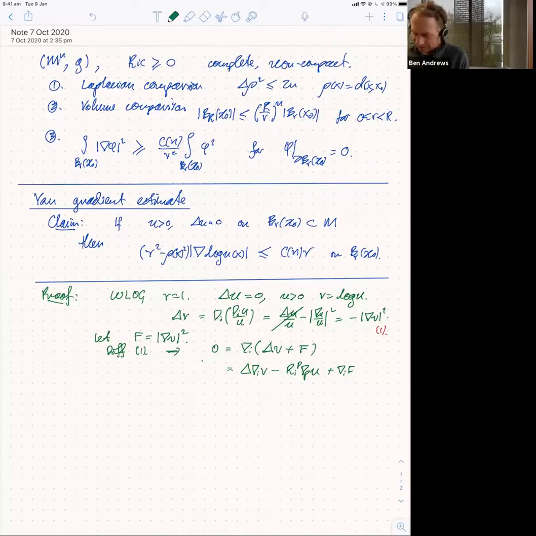And so now to get the Laplacian of f, I just multiply that by twice gradient v, right? And so you'll get Laplacian f, and then I'll get the cross terms in the Laplacian, which is minus 2 Hessian squared of v. I'll get a minus 2 Ricci of gradient v, and this last term just becomes a plus 2 gradient v dot gradient f. Okay.